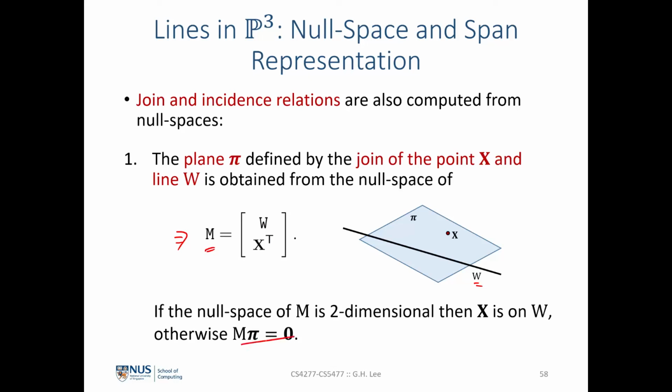This particular relation here can be easily proven, where since we define w over here as the span of any 2 points, which we call A and B.